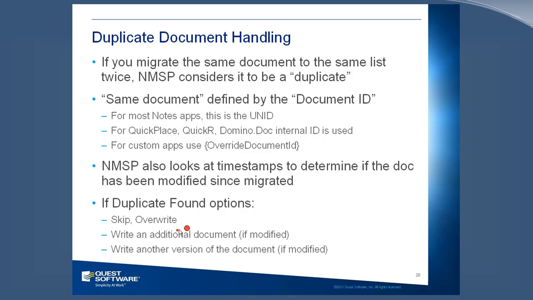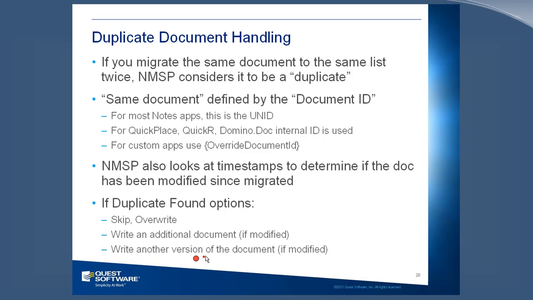We can write it as a second additional document if it's been modified before. When I say if modified, when we migrated that first one, we kept track of the timestamp of that document. As a hidden field in your SharePoint list, we have the original Notes document ID and the original timestamp. So we can detect if it's been modified since the last time you migrated it. And you can decide, I want to migrate a second one, but only if the user modified the first one.